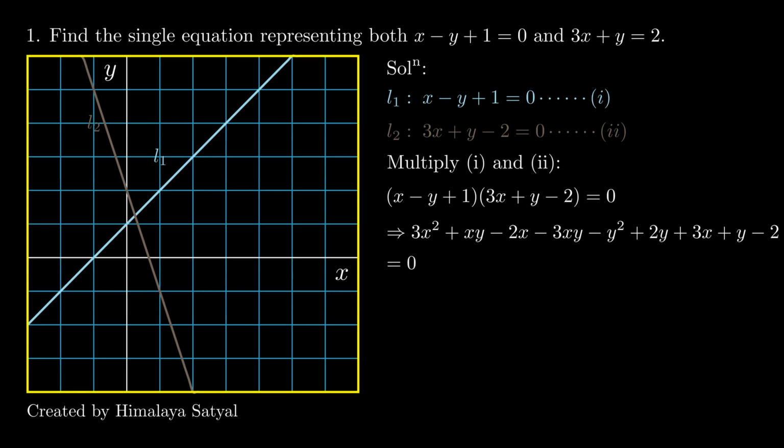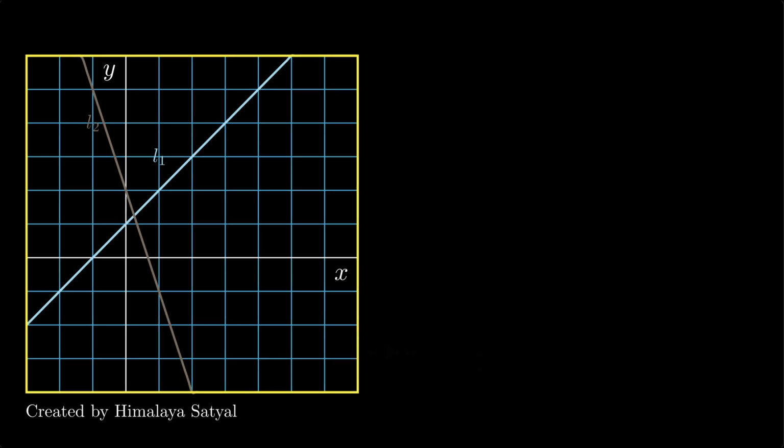This gives us 3x squared minus 2xy minus y squared plus x plus 3y minus 2 is equal to 0. Also, please feel free to pause the video at any given time and try out the problems for yourself.